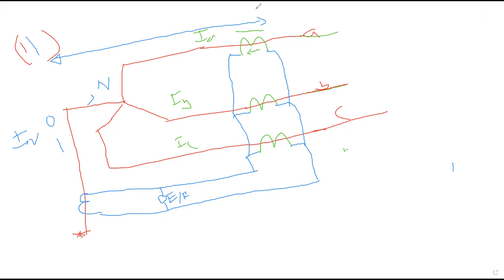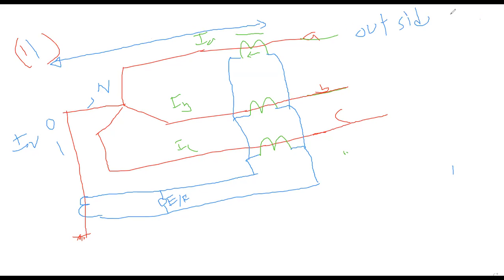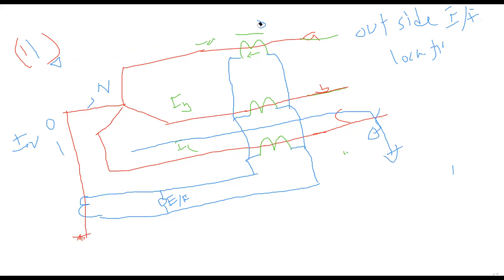Let us take this into consideration. For example, an outside earth fault location. Let's say a fault is here. If the fault is here, the fault current will flow in this way, right? Okay or not? Yes, sir. And these two are healthy phases, right? So the fault current will flow in this way, isn't it?